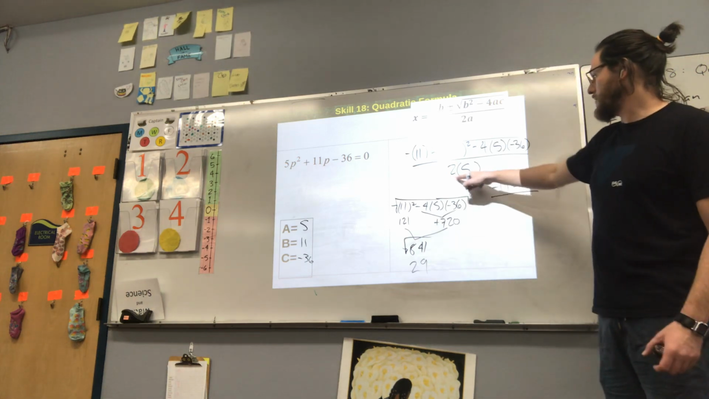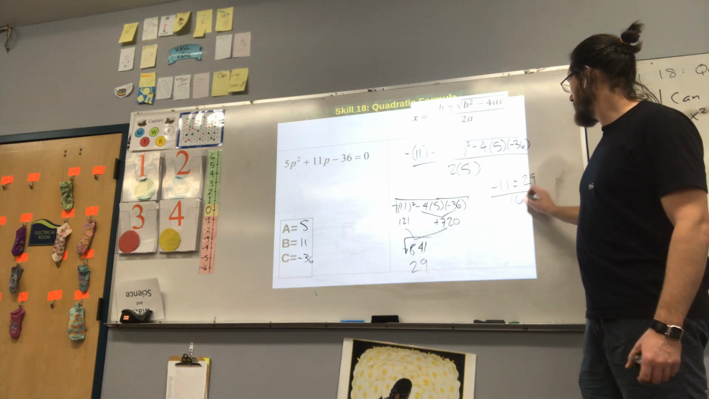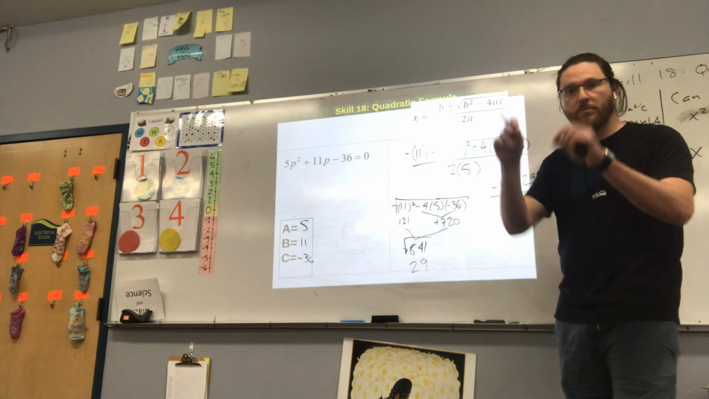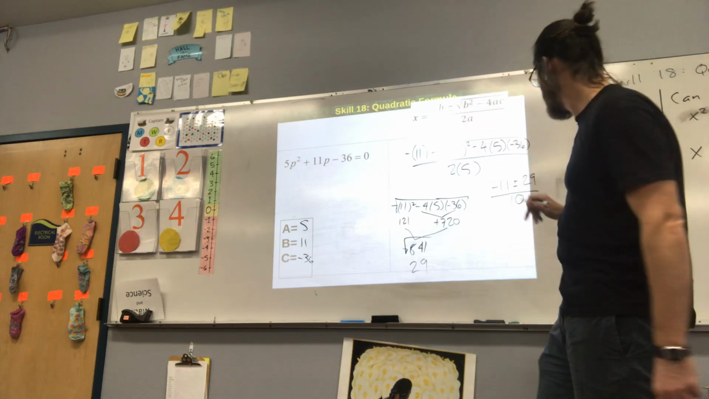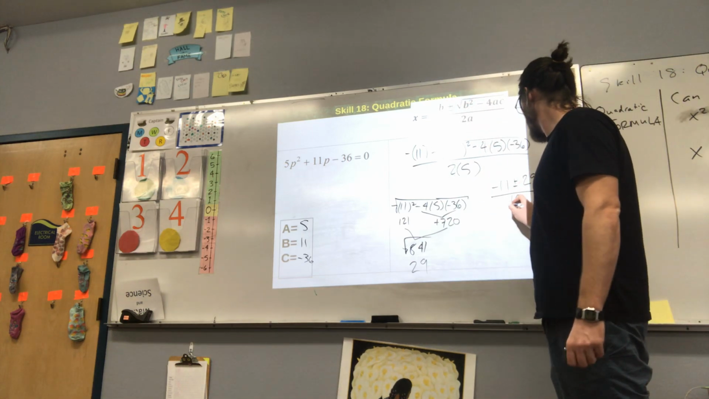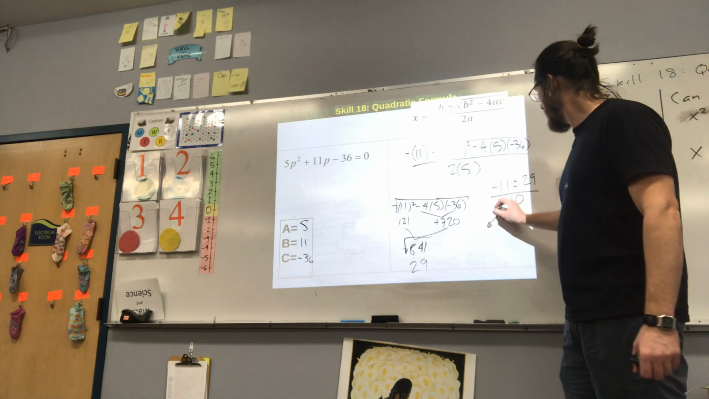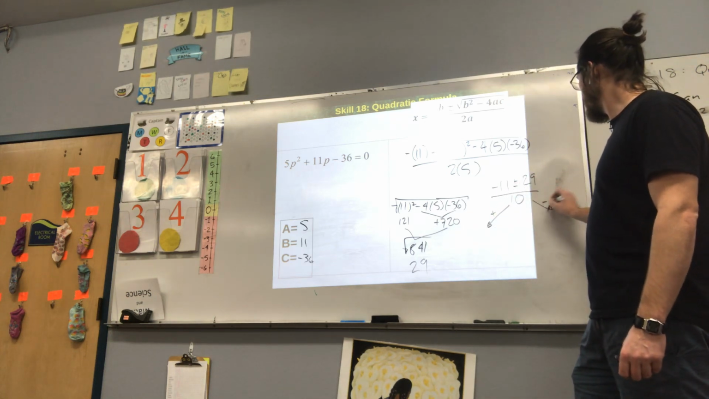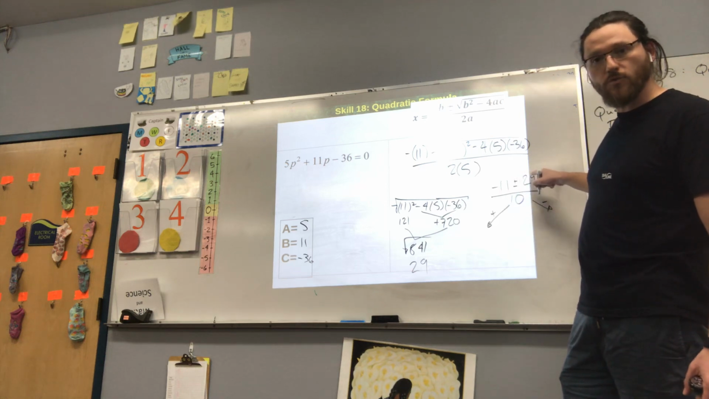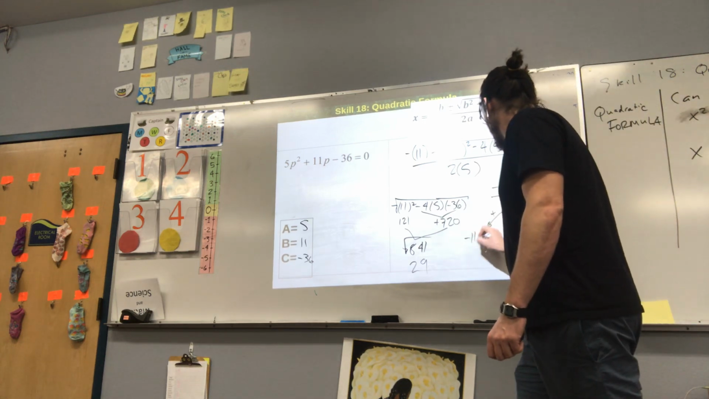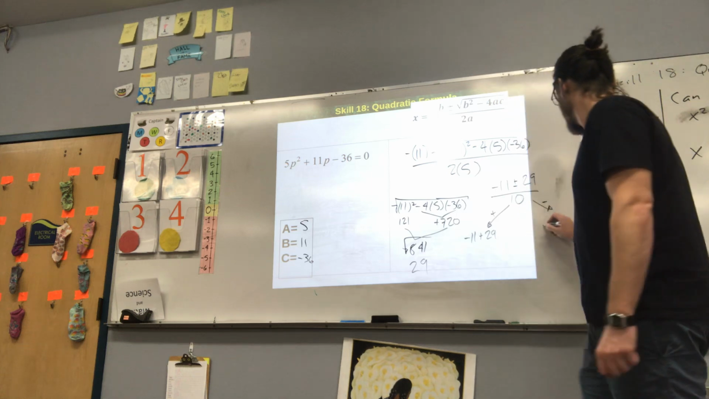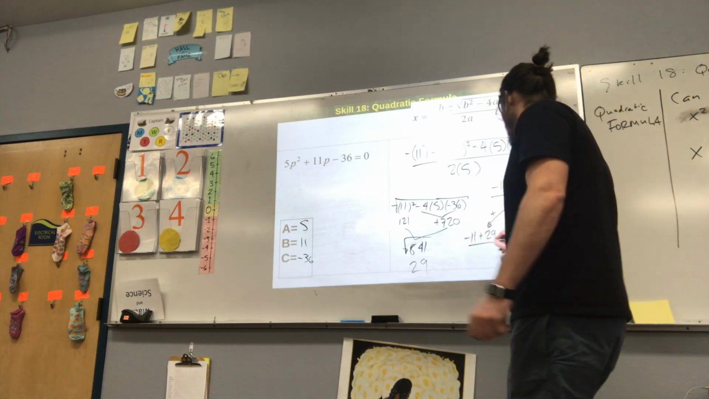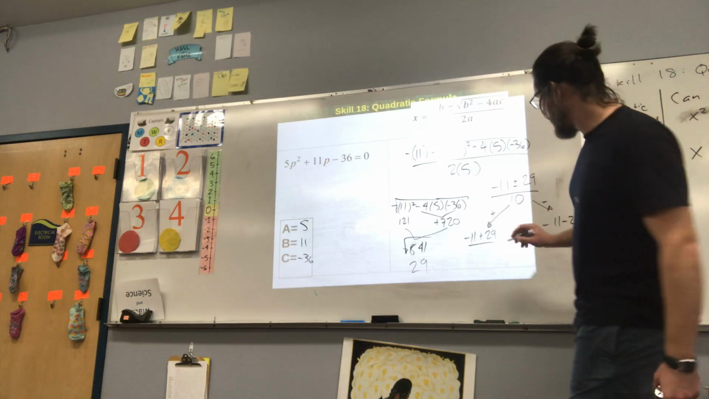Okay? 2 times 5, I'm going to skip a step, that gives us 10. Okay, and remember what we're looking for. We are finding the 2 places where our parabola crosses the x-axis, the x-intercepts, and one of those we will get from adding negative 11 plus 29. The other one we're going to get from subtracting negative 11 minus 29. Divide by our denominator, which is 10.